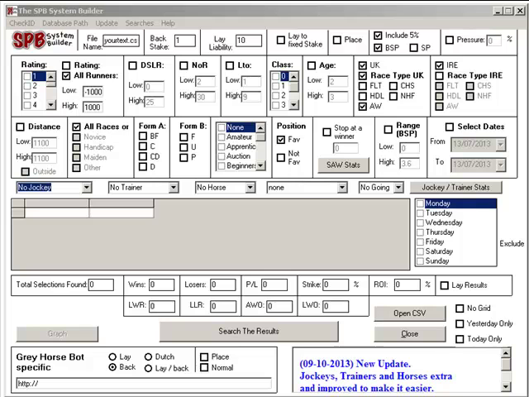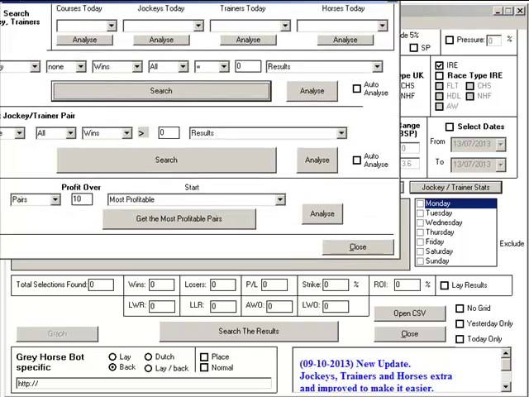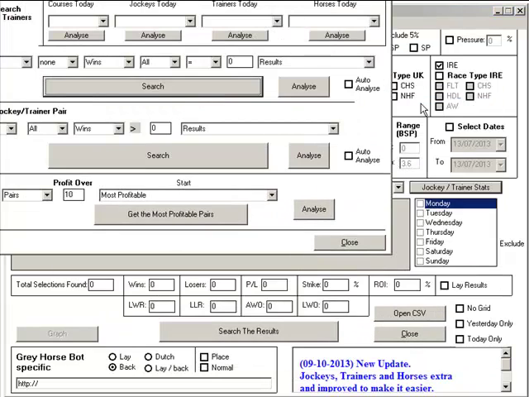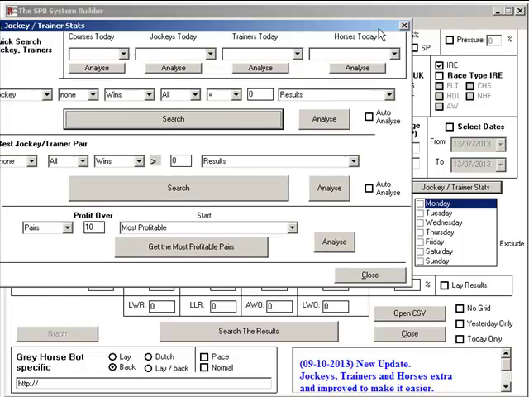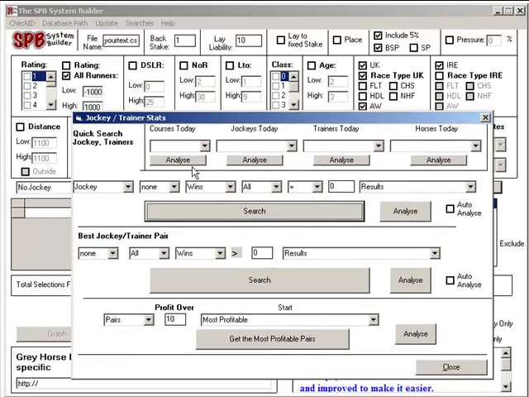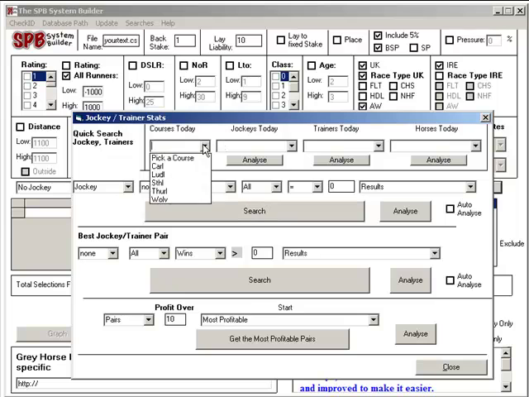So in this video we're going to go over a few of them that do quite well on AW races. Now, if you haven't seen the jockey and trainer stats window that I've added to SPB system builder and have been updating, as always it's a little bit messy. I've recently added this thing where you can actually look at the daily races. So today Southwell is normally an AW course, but today it's a grass hurdle and chase course.